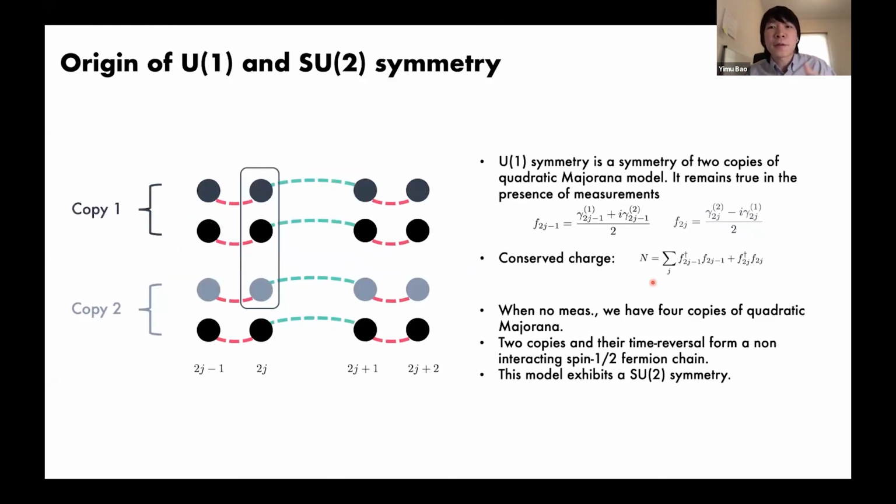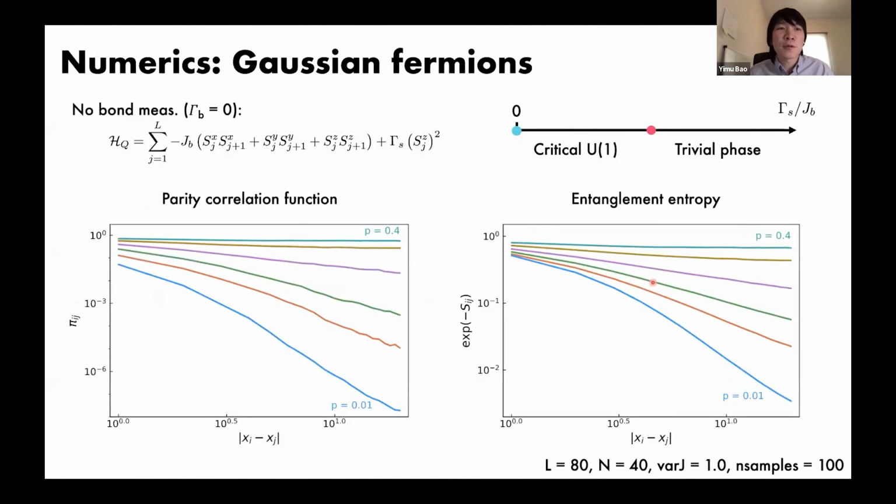But we move on to do the numerics. Here we consider a special situation when there's no bond measurement, and the Hamiltonian is really this, and it's well known there's going to be a KT phase transition. And we actually see, by increasing the measurement rate, there is a phase transition from a power law decaying parity correlation to a constant parity correlation, which is basically a quasi-long-range ordered parity phase to a parity symmetry preserving phase. And for the entanglement, there's going to be a phase transition from logarithmic to area law entanglement.